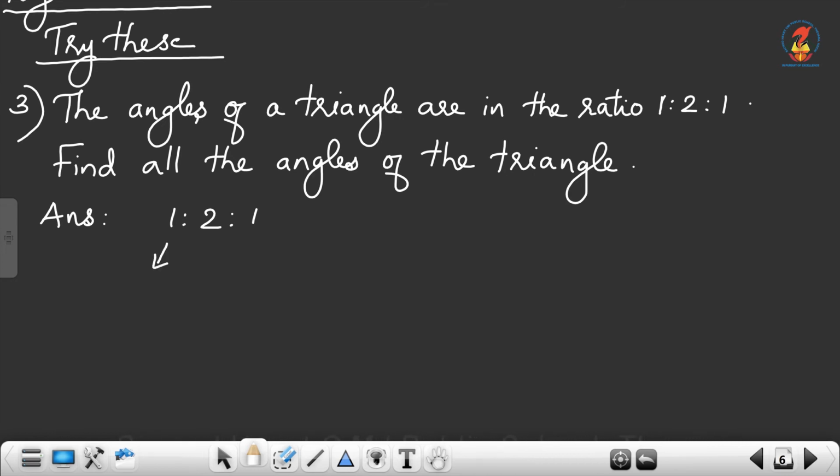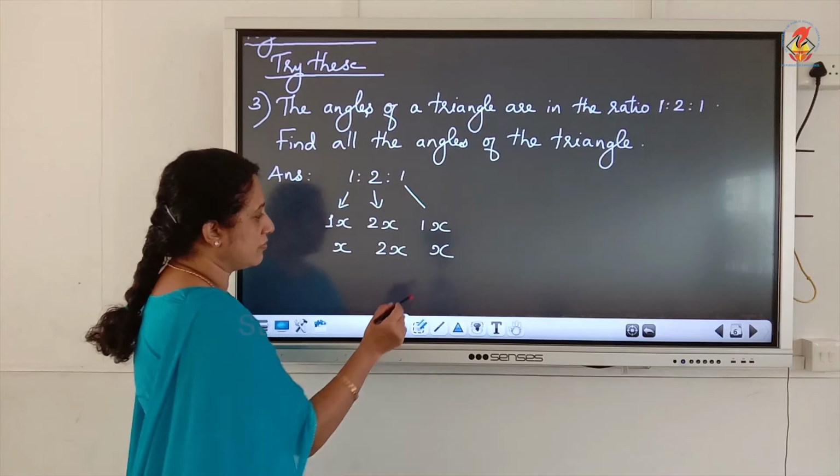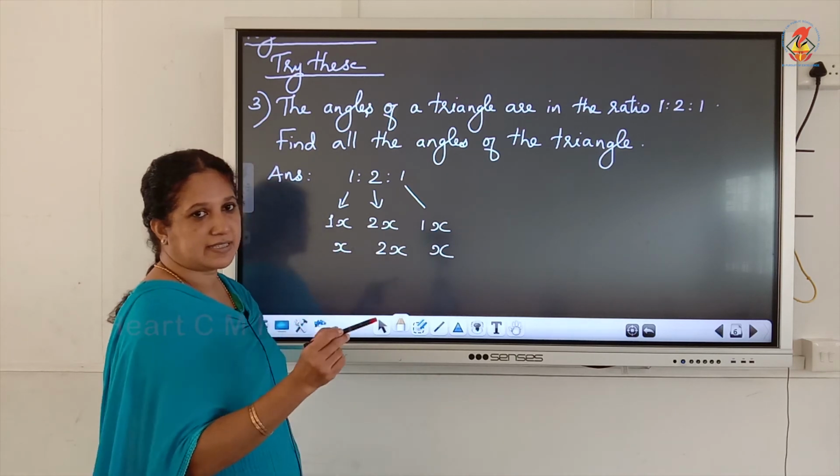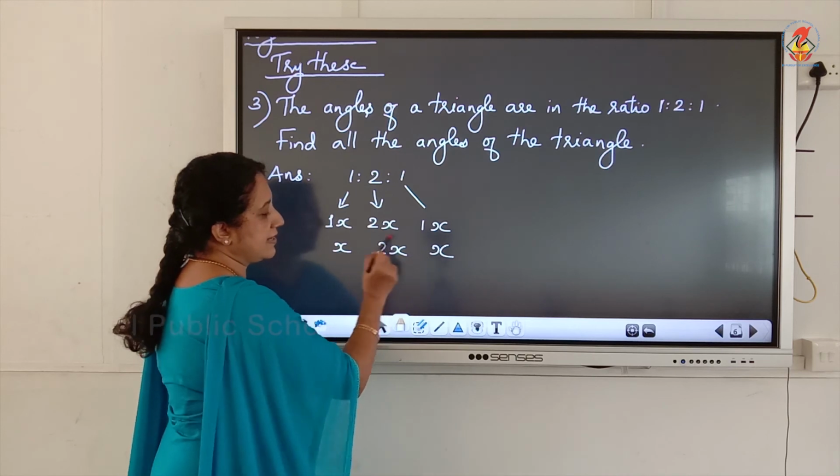So, we can say that the angles are 1x, first angle we can take as 1x, second angle 2x and third angle is also 1x. Since the ratio is given, we can take the angles as 1x, 2x and 1x. 1x is equal to x itself. So, if the coefficient is 1, we can write down the variable itself. Therefore, we can take the angles as x, 2x and x respectively.